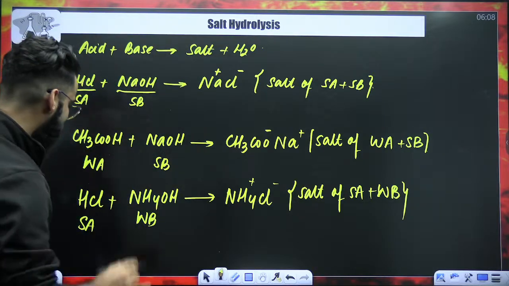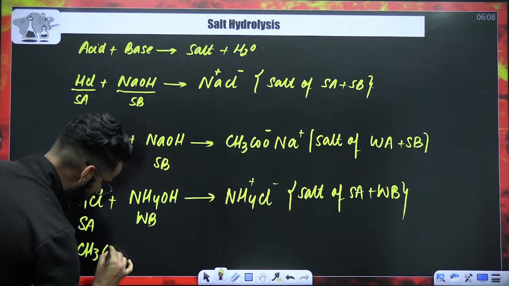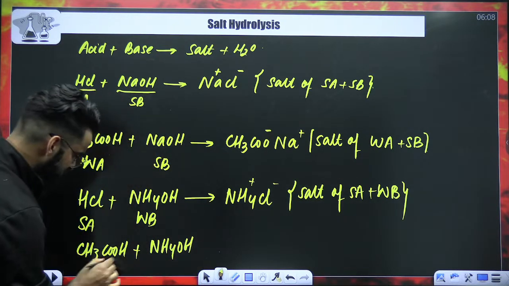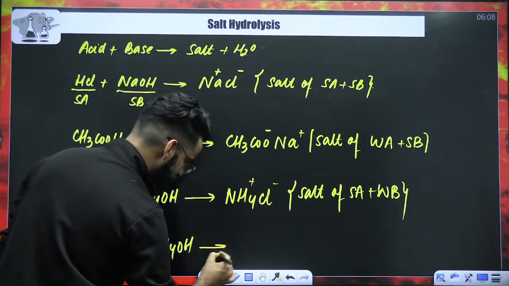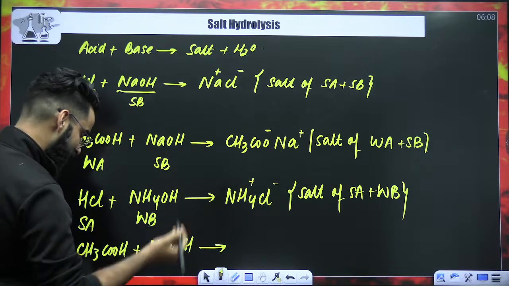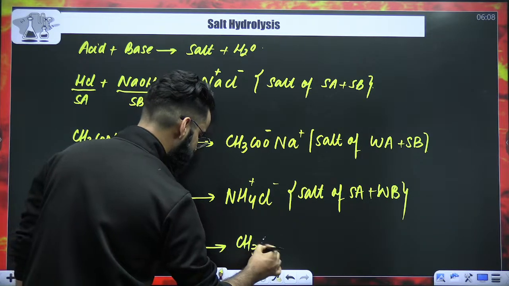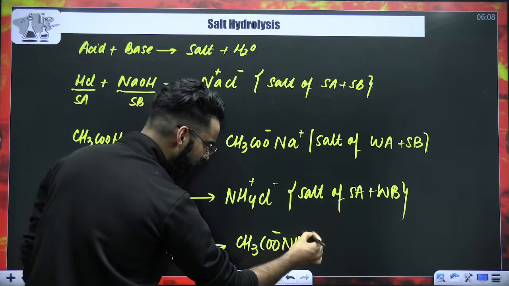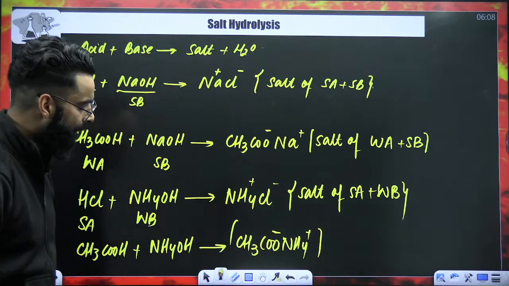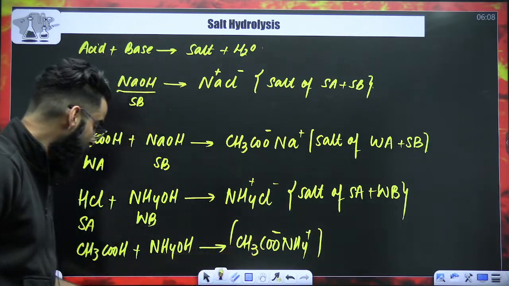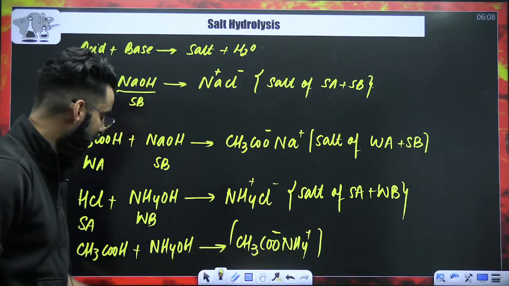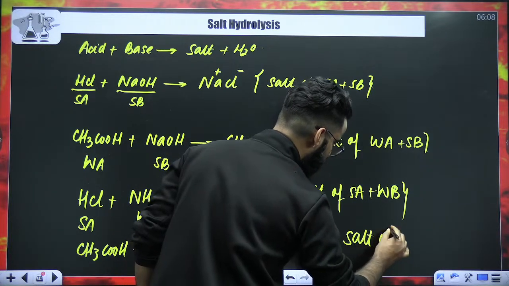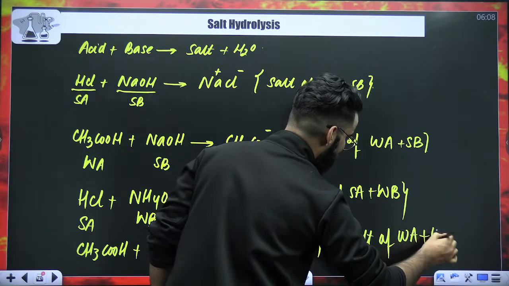Correct? And at the end, for example, you have CH3COOH and you are making it react with NH4OH. This is a weak acid, and even this is a weak base. Acid and base will make a salt, and the salt is going to be CH3COONH4. So it is basically CH3COO negative and NH4 positive. Just tell me, CH3COO negative has come from CH3COOH and NH4 positive has come from NH4OH. So I would say it is again the salt of weak acid and weak base.